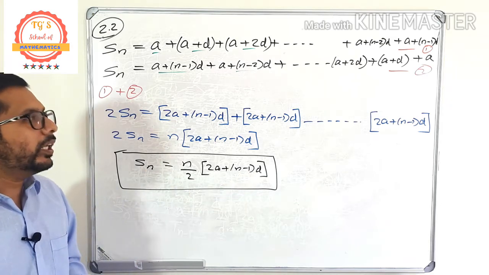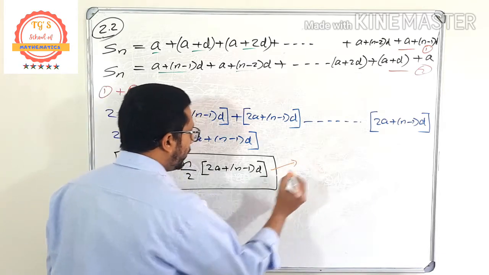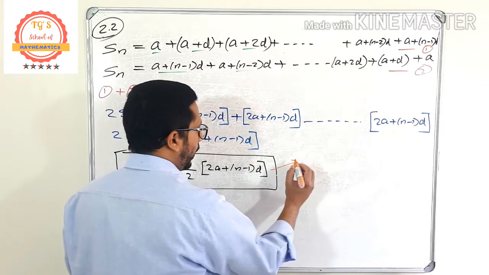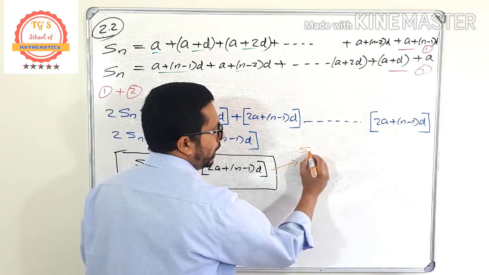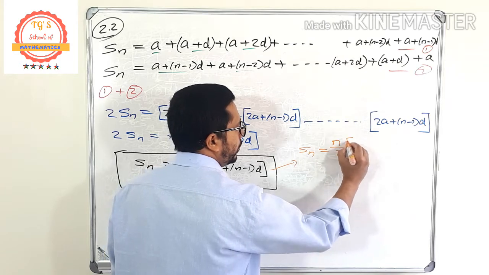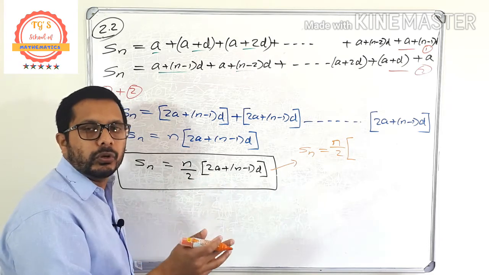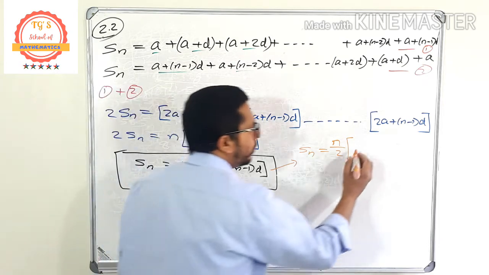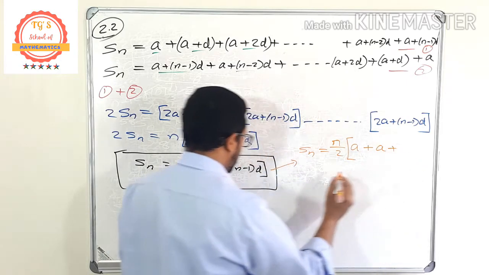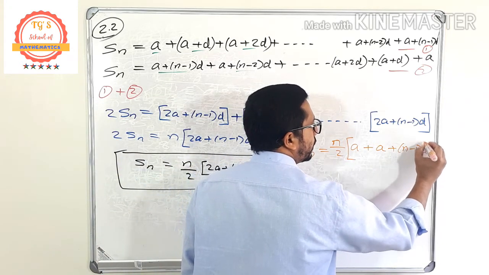In addition to this, let me explain something more here. So now we got a formula n over 2 into 2a plus n minus 1 into d. Here I am going to write the same formula once more. Sn is equal to, what is our formula? n over 2 into 2a plus. I am going to write that 2a as a plus a, you know a plus a is 2a. Plus what is remaining? n minus 1 into d.